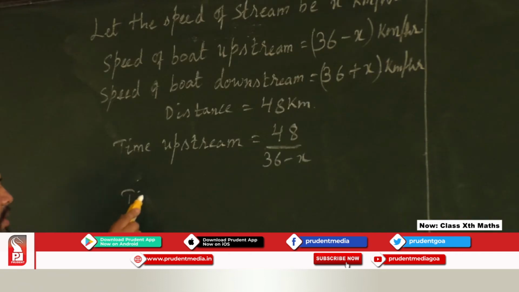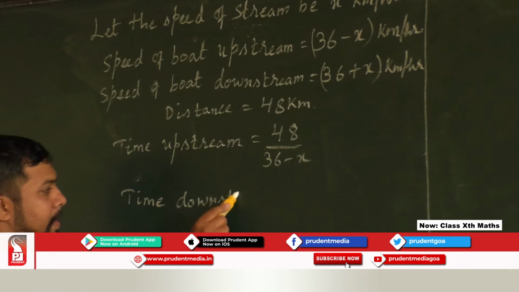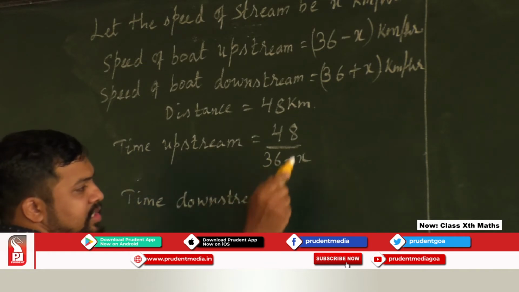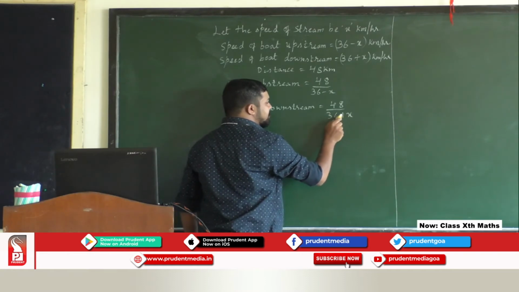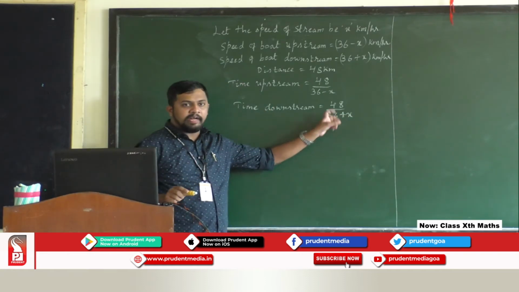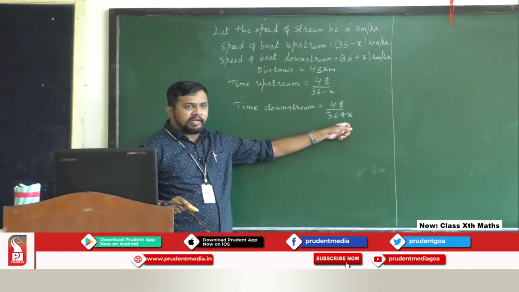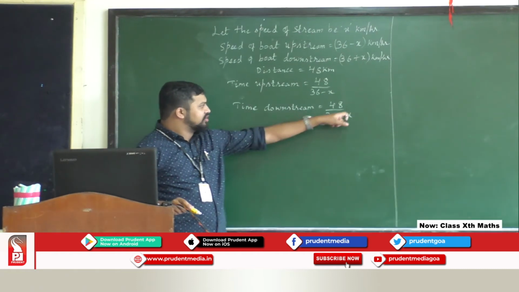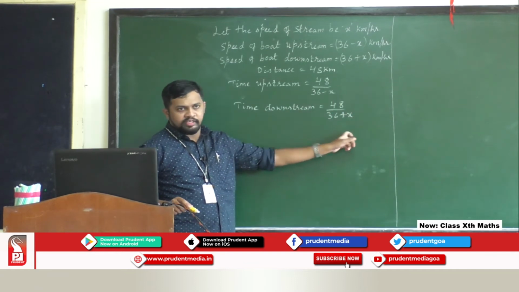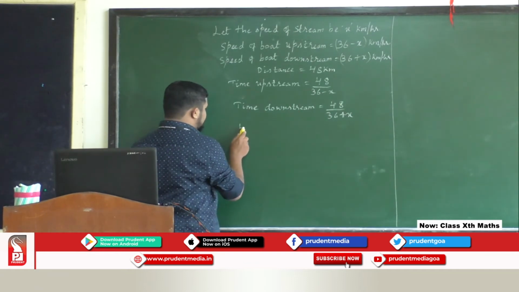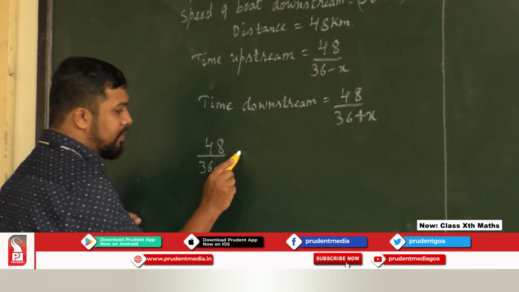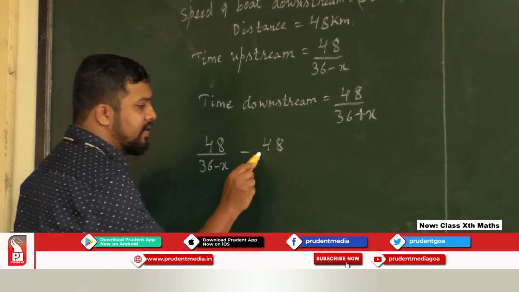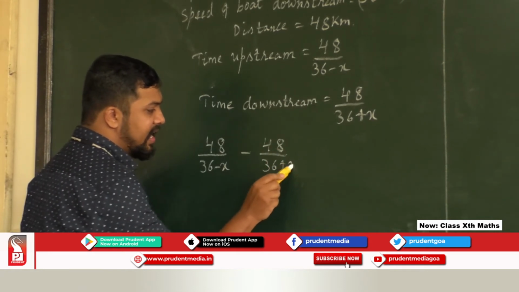Time downstream. Distance 48. Speed is 36 plus x. If you see in this case, speed increase, concept we know, if the speed increases, time has to decrease. So this quantity will be negative. So 48 by 36 minus x minus 48 by 36 plus x.